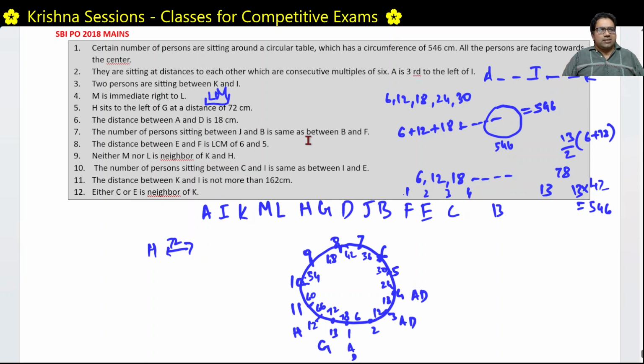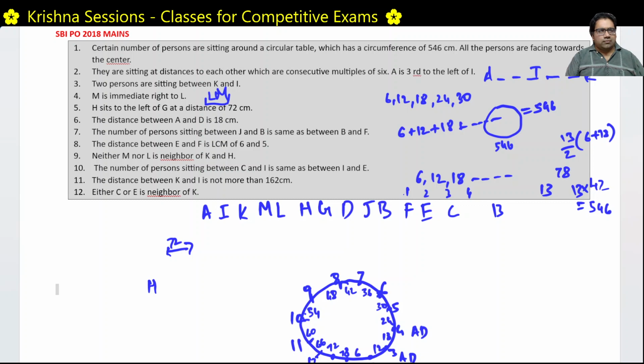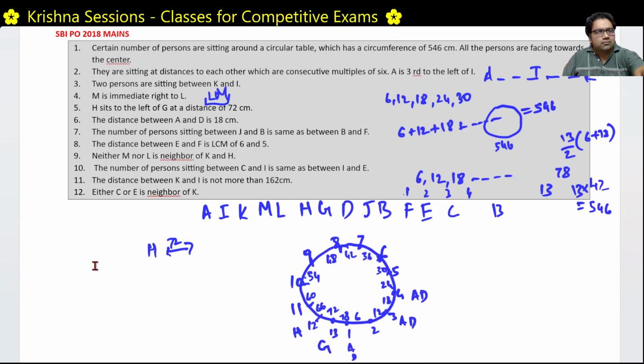Number of persons sitting between J and B is same as between B and F. That is condition number 7. JB equal to BF. What does that mean? B is sitting between J and F, exactly at the center of J and F. The distance between E and F is LCM of 6 and 5. LCM of 6 and 5 is what? 30. So distance between E and F is actually 30.